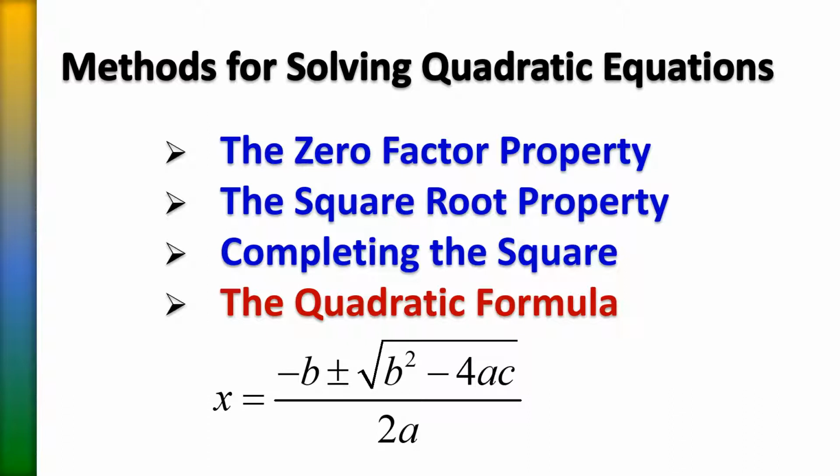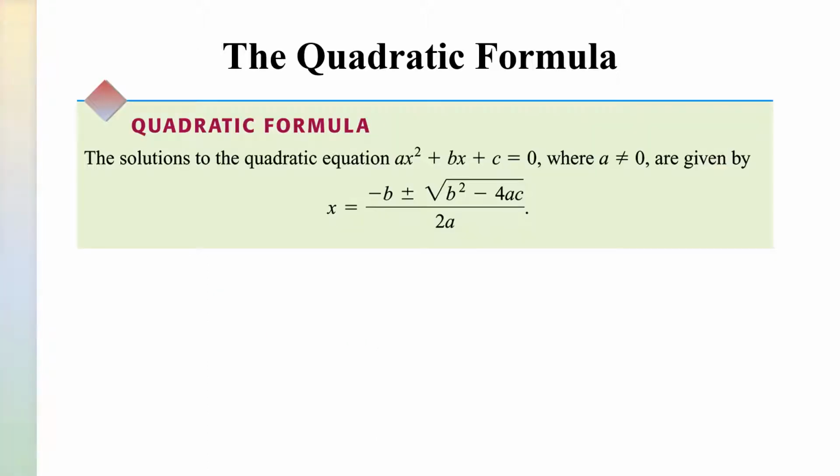Now the quadratic formula equals minus b plus or minus the square root of b squared minus 4ac all over 2a. This formula can look a bit intimidating, but it's actually not that bad. The first thing we need to do for solving with the quadratic formula is to make sure that the equation is in standard form. Recall, standard form is where all your numbers are on the left side of the equation and 0 is on the right side of the equation.